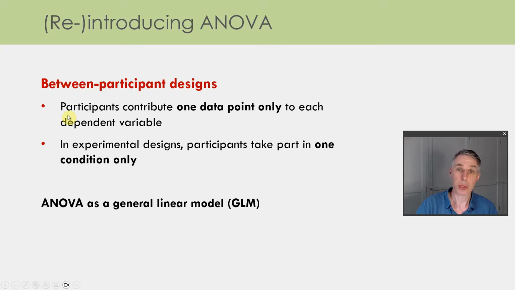So just to remind you, between participants designs are designs in which participants contribute only one data point to each dependent variable. So for example, in the context of an experiment, the participant will have taken part in only one condition. Okay, so the twist here is, you'll be familiar with ANOVA in general terms, of course, from the past couple of years. I'm going to be talking about analysis of variance as a general linear model.